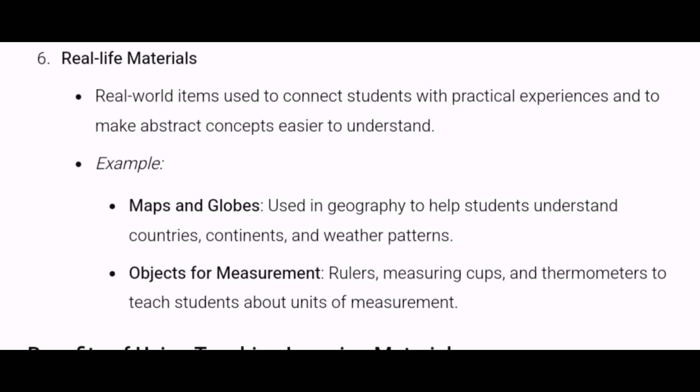Objects for measurement: rulers, measuring cups, and thermometers to teach students about units of measurement. Now you see, real life materials can also be like measuring cups. We use scales, we use rulers, compass, thermometers in order to teach science and mathematics, right? So these are also the real life materials which we can make use of in order to deliver our content more effectively.